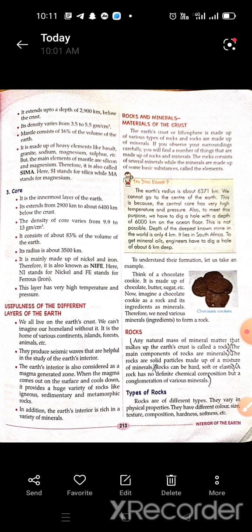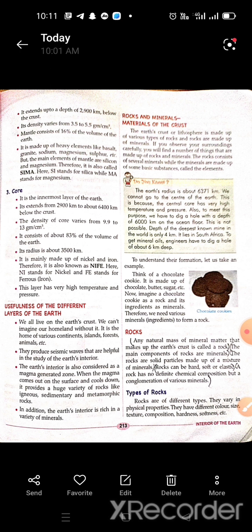Earth's crust or lithosphere is made up of various kinds of rocks, and rocks are made up of minerals. So our lithosphere is full of sand and rocks, and these rocks are made up of minerals, and sands are the rocks which are broken into small parts. If you observe your surroundings carefully, you will find a number of things that are made up of rocks and minerals. So our homes and our school buildings are also made up of different kinds of minerals and rocks, right?